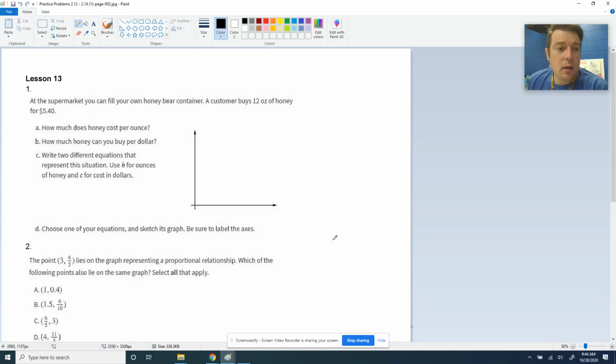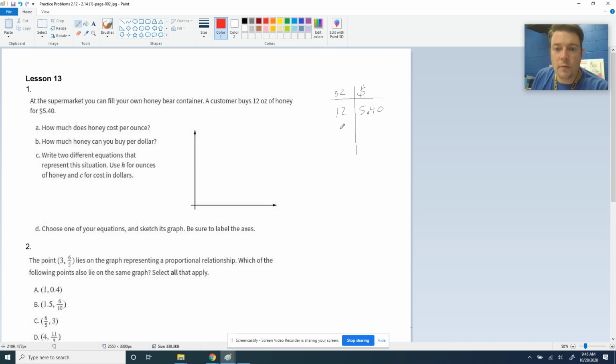Lesson number 13, going over your homework problems, looking at the supermarket number 1. You can fill your own honey bear container. A customer buys 12 ounces of honey for $5.40. So that's important, okay? To help you get your thoughts straight, you can make a table over here, ounces to cash. I get 12 ounces, that's $5.40. So we could find a constant for that.